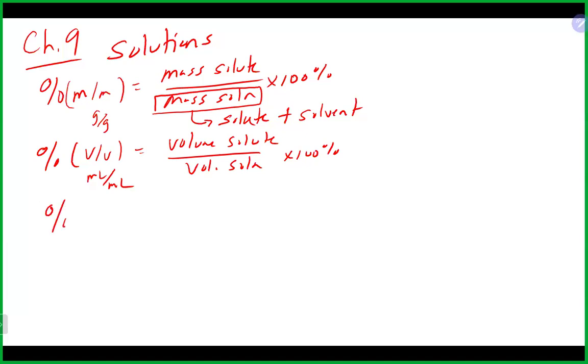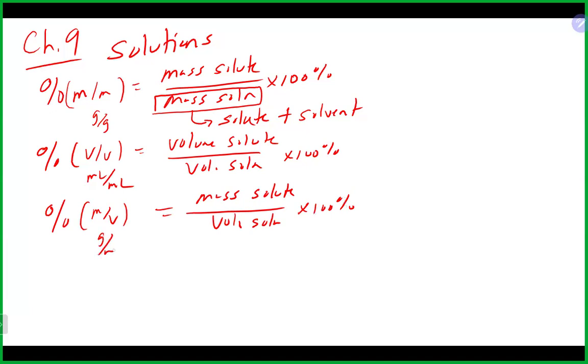We also had percent mass to volume, which is our mass of the solute divided by the volume of solution times 100%. It's kind of like density. It's like grams over milliliters, essentially. And this one as well, since you do have the volume of the solution on the bottom, you usually don't have to worry too much about making sure you actually have the solution, not the solvent.